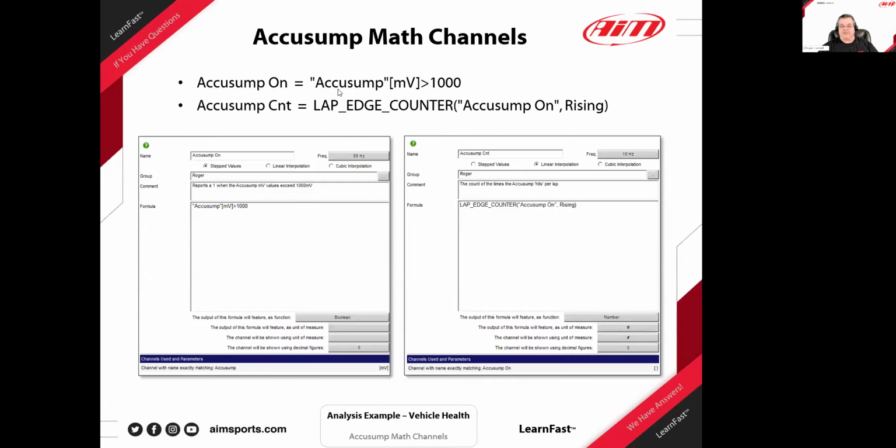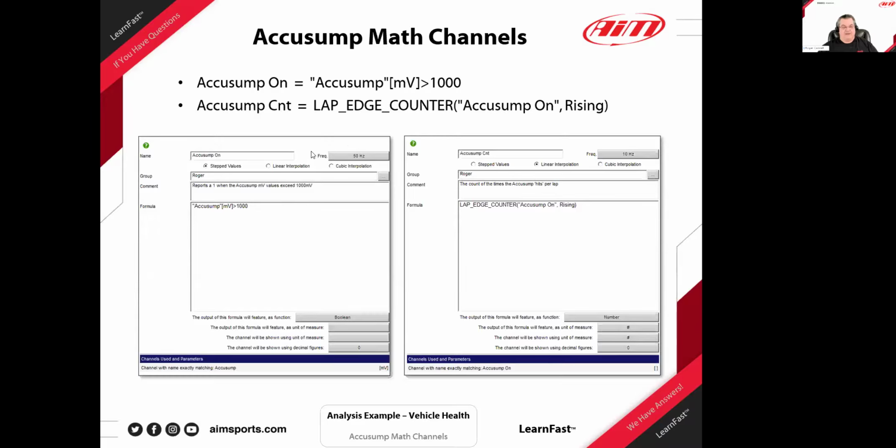The way that math channel works is just AccuSump in parentheses, in double quotations. That tells it that it's an AIM analog channel, an AIM channel in your data, and the unit that I want it to be in is millivolts, and it's got the greater than symbol, and then 1,000. So whenever it exceeds 1,000, we're going to get a 1 in the data. Okay, and this is what it looks like when you set it all up.